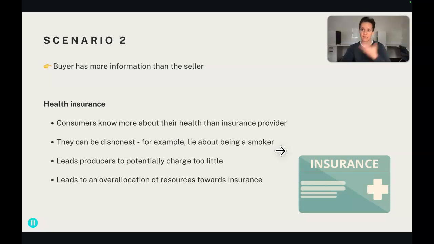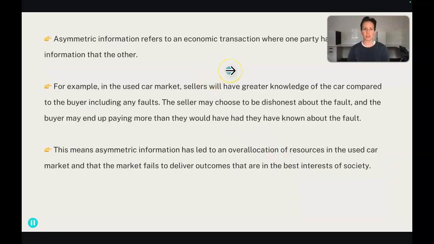So that's the flip side, guys. That's the other scenario. So asymmetric information, we've already talked about what that is, and basically this is me just trying to summarize it for you. In the used car market, sellers will have greater knowledge of the car compared to the buyer, including any faults. The seller may choose to be dishonest about the fault, and the buyer may end up paying more than they would have had they known about the fault. This means that asymmetric information has led to an over-allocation of resources in the used car market, and that market fails to deliver outcomes that are in the best interest of society. So generally a 3-marker, explain how asymmetric information leads to market failure, and this is something that you might use.